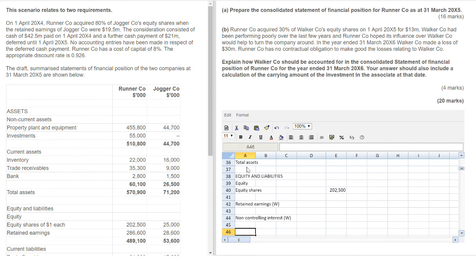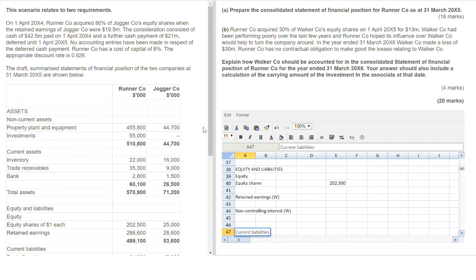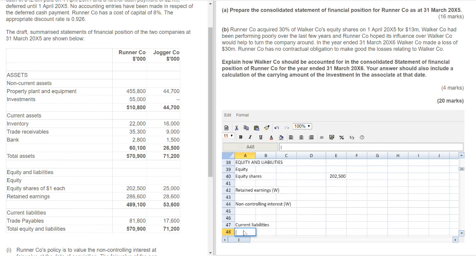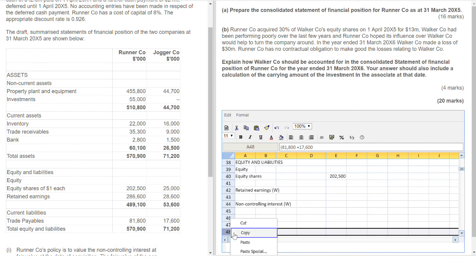And then all you've got, isn't it, I think if we have a look, your current liabilities. So there's not a lot happening there at this moment in time. Current liabilities, 81,800 plus 17,600. Oh, what did I touch there? Okay, must have touched some key on my keyboard.